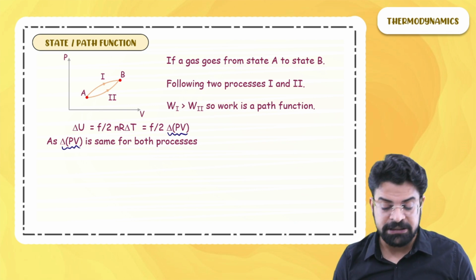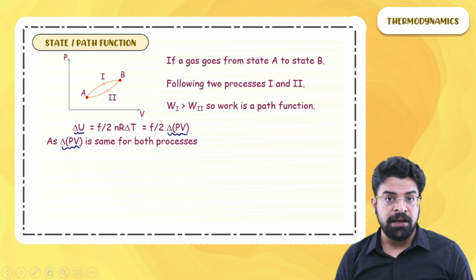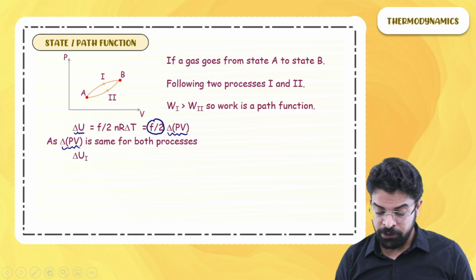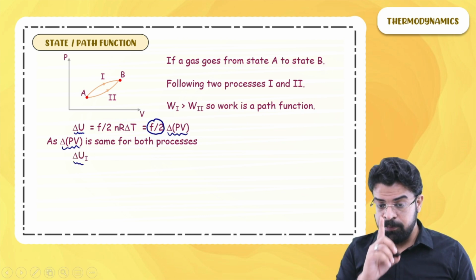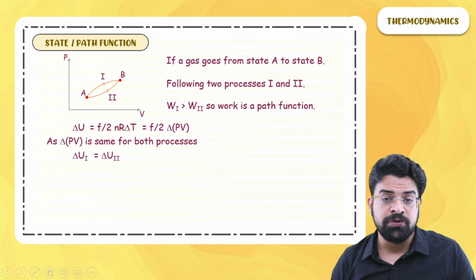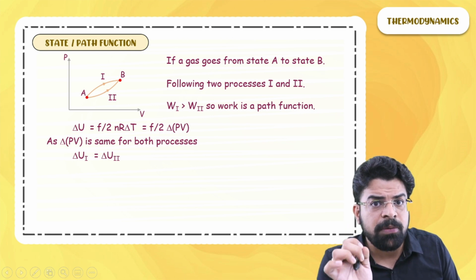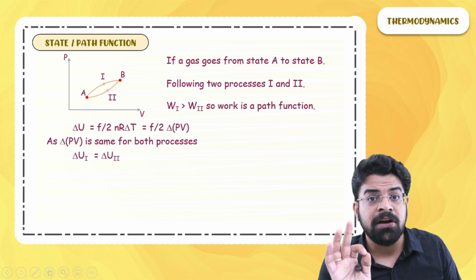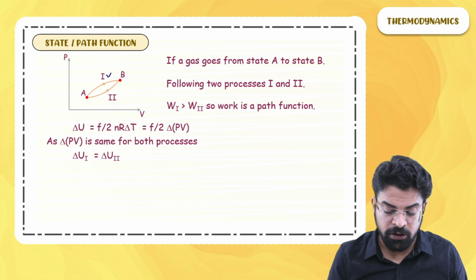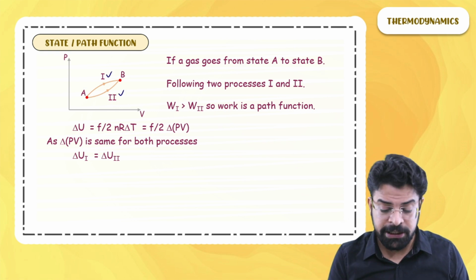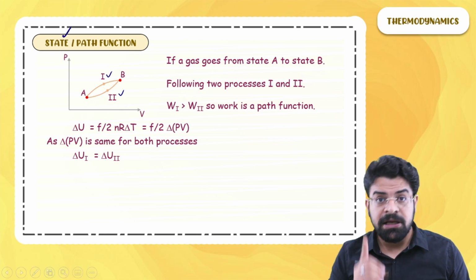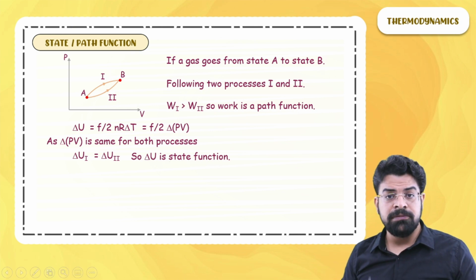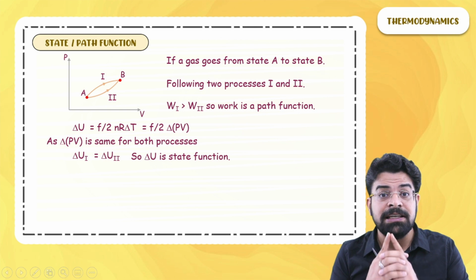As delta PV is same, you will say that the change in internal energy, which is equal to f by 2 delta PV, will be same for both the processes. So the change in internal energy in process 1 equals the change in internal energy in process 2. As the change in internal energy in both the processes is same, we say that the change in internal energy does not depend upon the choice of path. It depends only on the initial state and the final state. Hence, change in internal energy is a state function. So work done is a path function, change in internal energy is a state function.